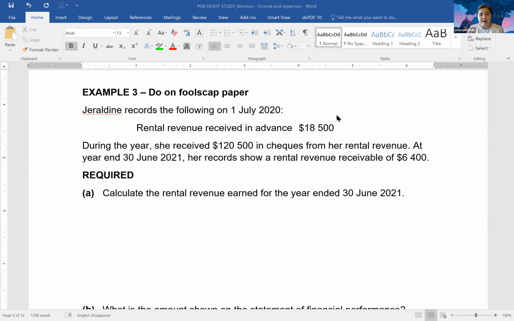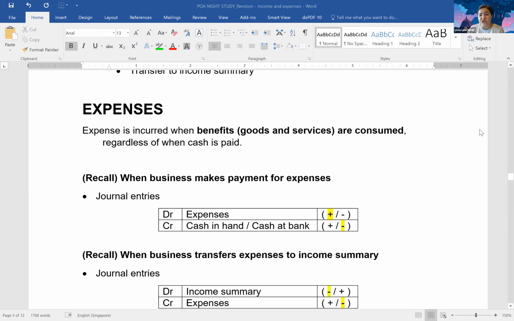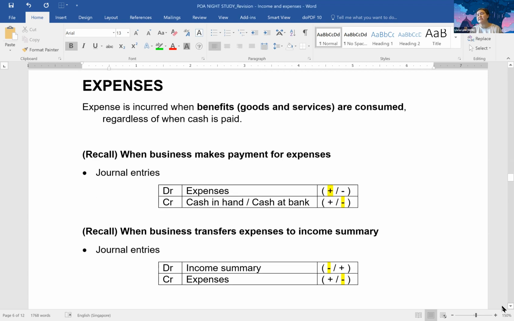All right. Okay, let's let our brain take a 1 minute break. Then we go on to expenses. Okay, so please go and take a 1 minute break. Go and find some sweets to eat, or go and talk to your plant, or go and cuddle your dog, or whatever. 1 minute break, everybody. I'm setting my alarm now.